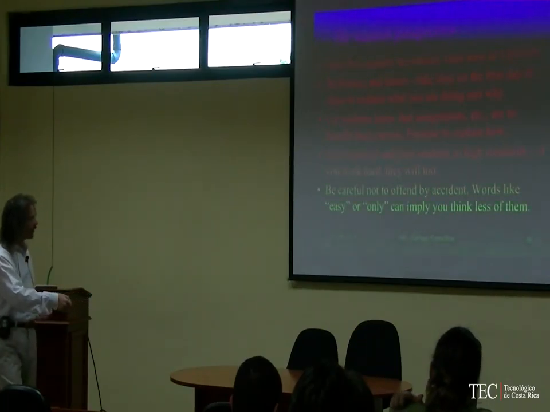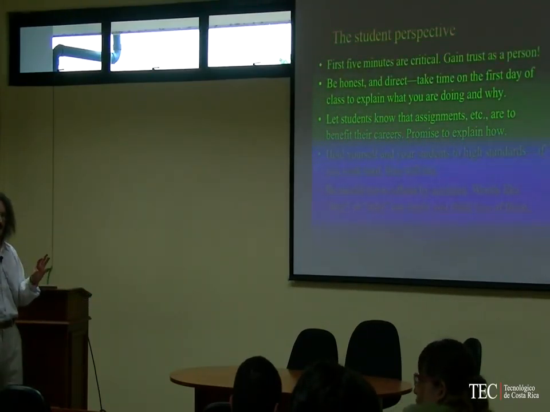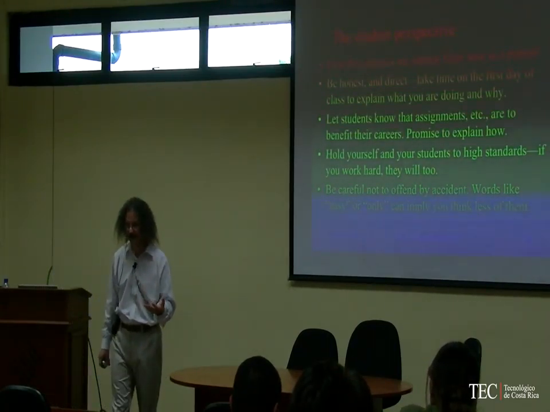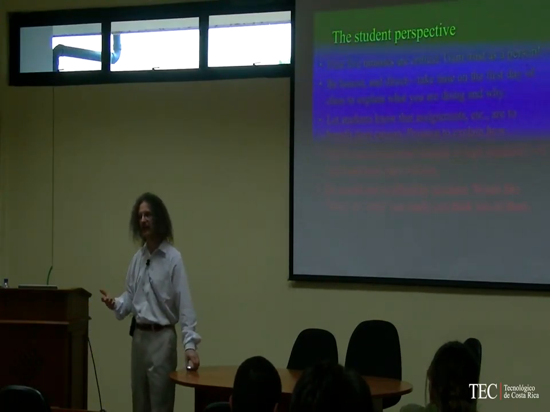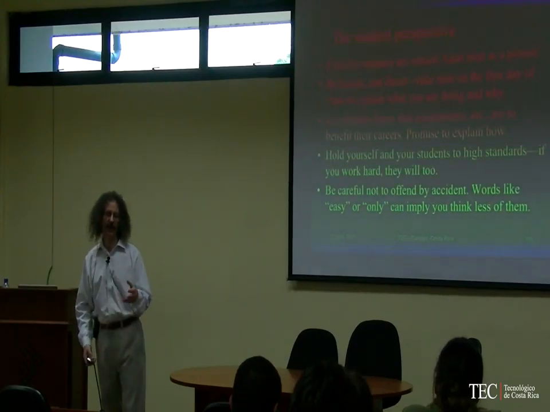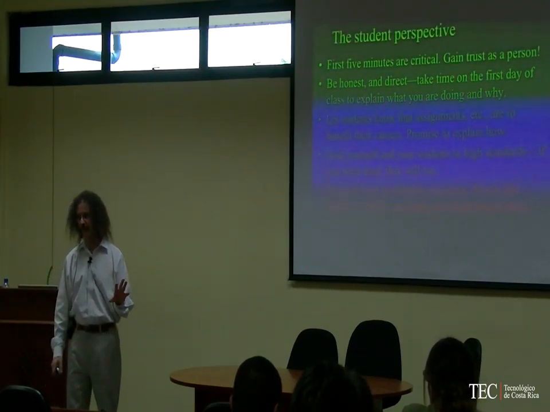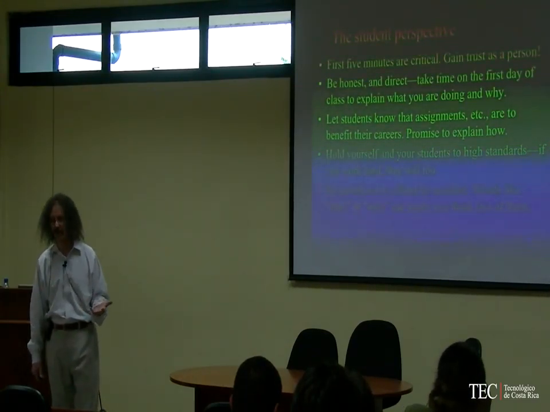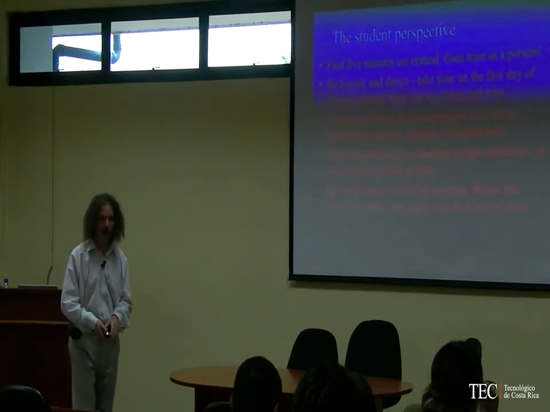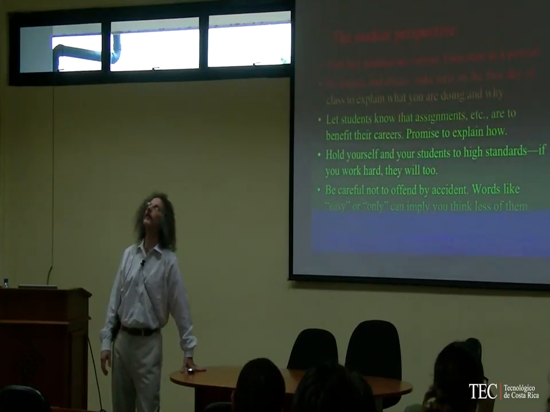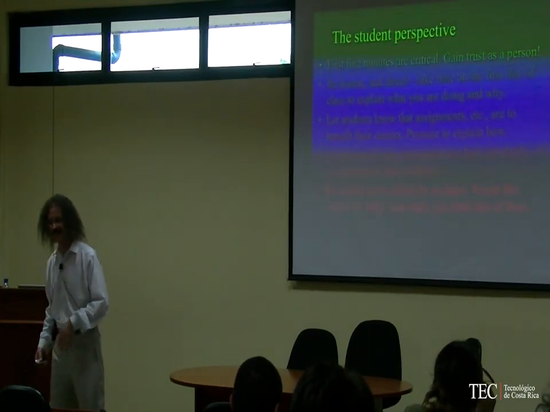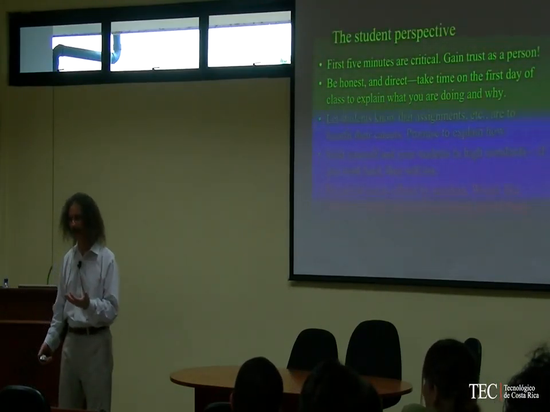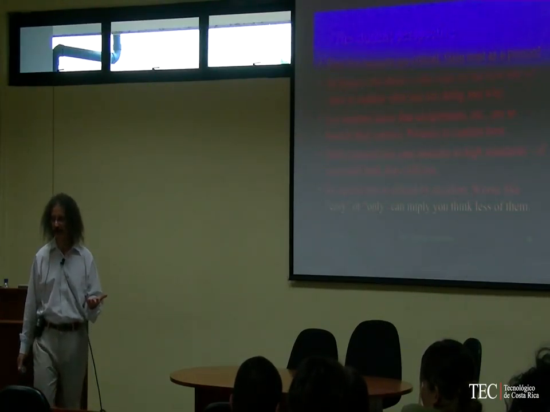And then, be very careful not to offend them by accident. It's very easy as a professor to accidentally offend a student. You're in class, the student asks a question, how do you do this thing? You say, oh, that's easy. Just by saying that word easy, you've just told them, oh, you should have known that. That's a simple thing. You shouldn't even need to be asked. It could be worse. You could answer the question, but you don't. So it can come from your body language. It can come from your tone of voice. It can come from the words that you use.